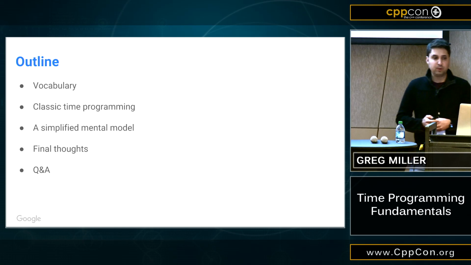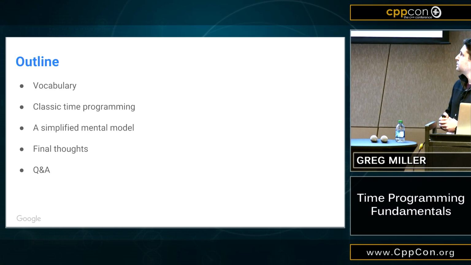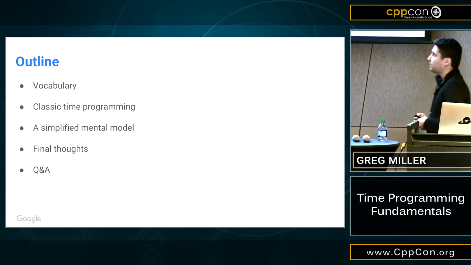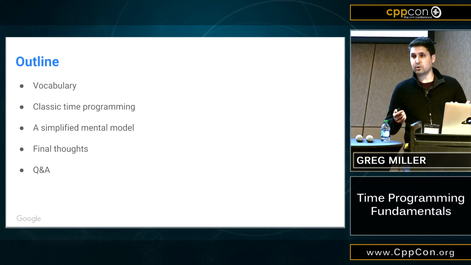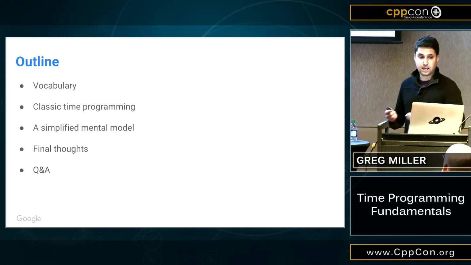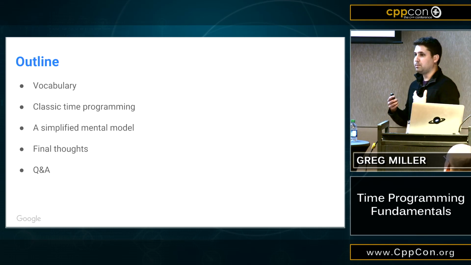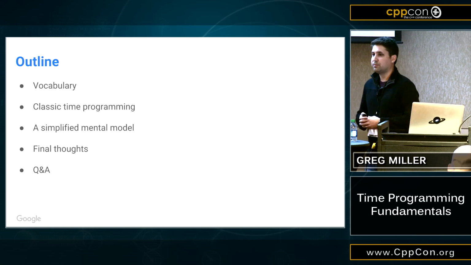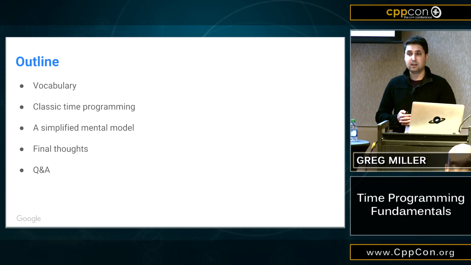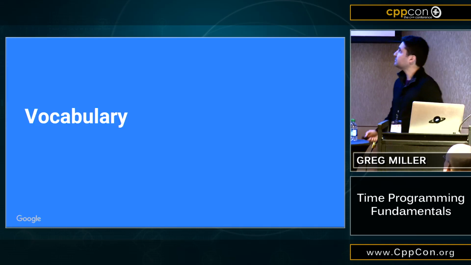Before any meaningful communication can take place, we need to agree on the vocabulary we're going to be using. And then I'd like to move on and talk about some of the classic time programming APIs that we've all used and have shaped most of the time programming code that we see today. And then I want to give you a simple mental model that will help you reason about your code and think about time concepts. And then I'd like to leave you with a handful of pro tips that you can start using today in your existing code to help improve and simplify your time programming.